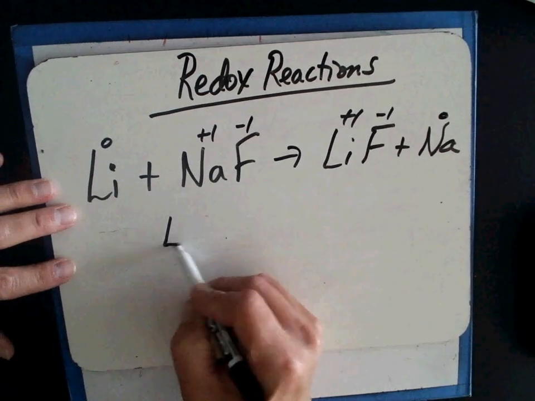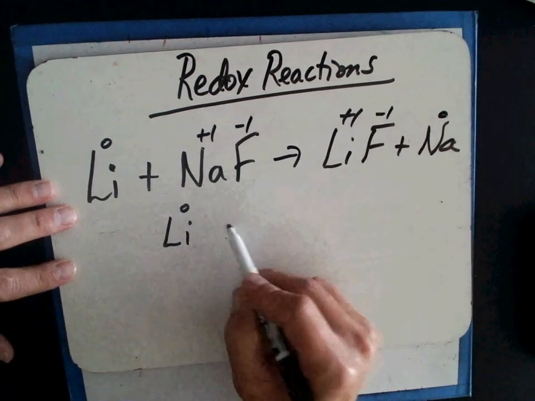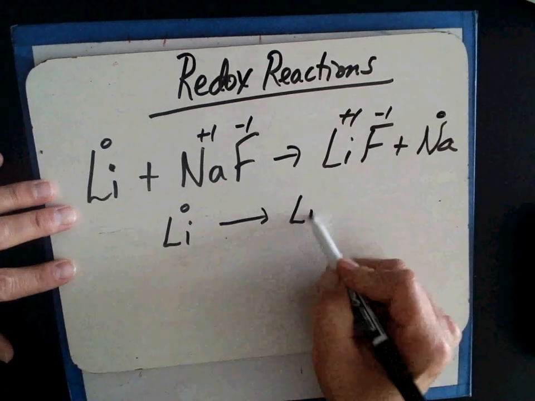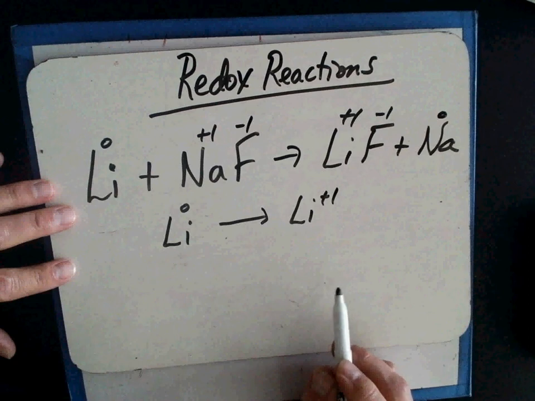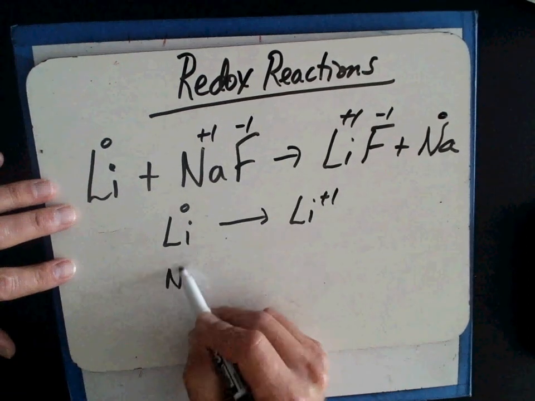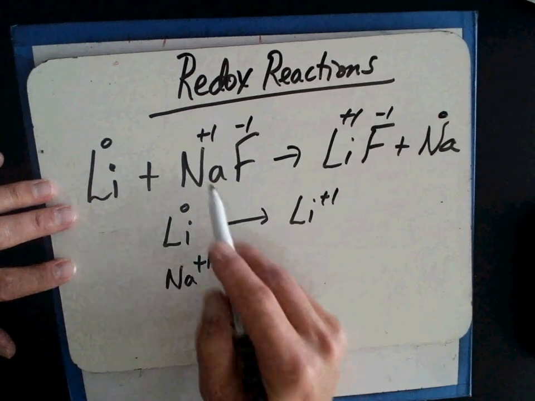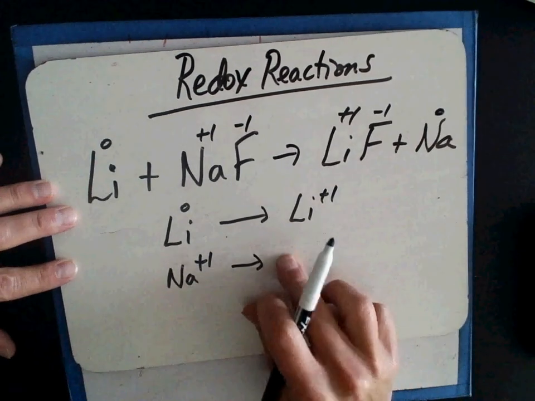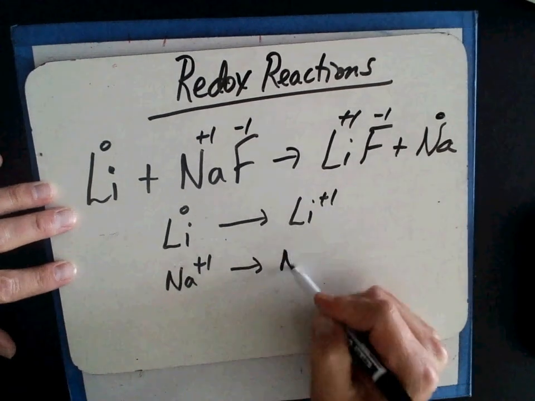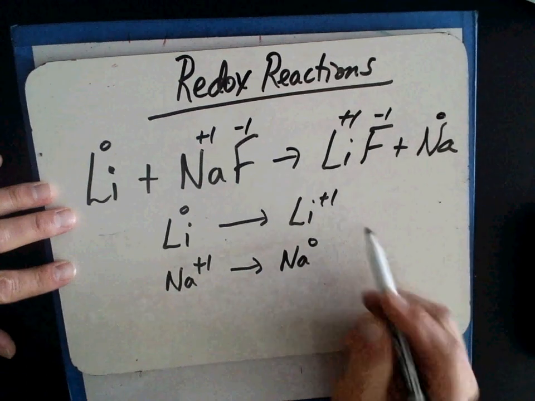Lithium goes from a 0 to a +1 on the other side. It changed charges. Sodium went from a +1 on this side to a 0 on that side. The only way that can happen is by a movement of electrons.